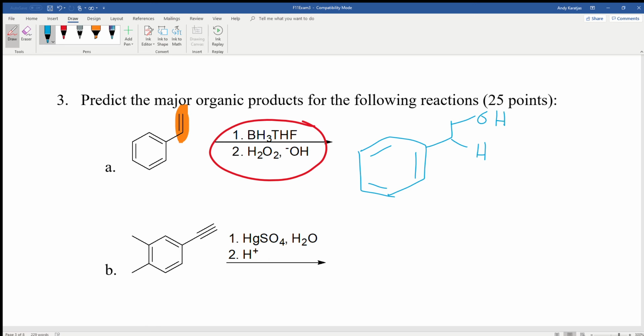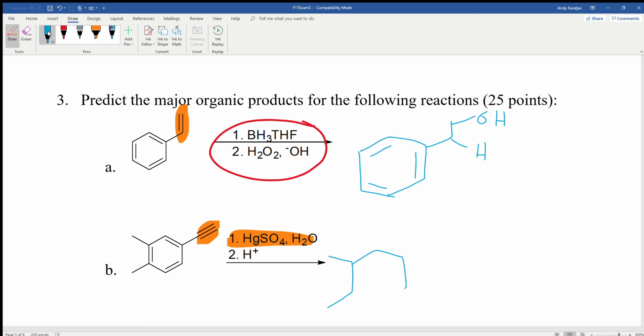A Markovnikov process will give us the opposite. It will give us the OH or other relevant group on the more substituted carbon and the hydrogen on the less substituted carbon. And oxymercuration is an example of a Markovnikov process. And in part B, that's what we're looking at. So we have an oxymercuration type reaction, not dealing with an alkene here, but an alkyne.